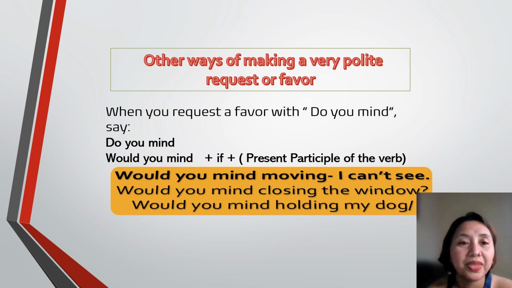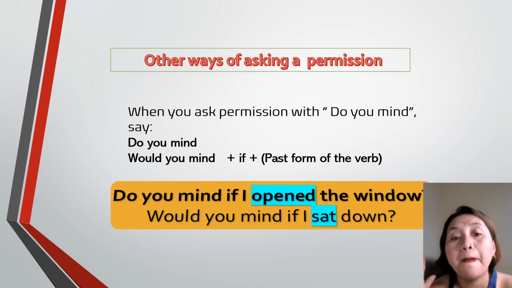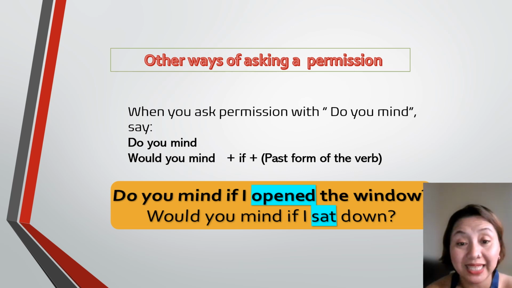Okay, now, other ways of asking permission. When you ask permission with do you mind and would you mind, you add if plus the past form of the verb. Okay, when you ask permission, for example, do you mind if I opened the window? Would you mind if I sat down? Okay, always remember you use the structure do you mind or would you mind plus if, then add the past form of the verb because this is grammatically correct.